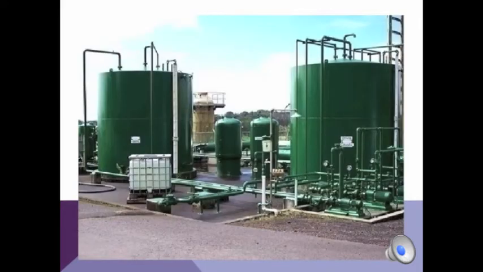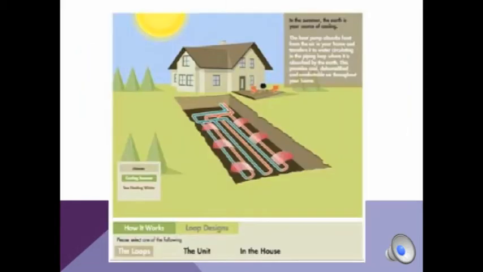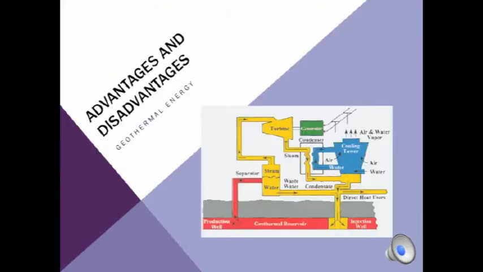Binary and flash systems can also be combined to power a hybrid power plant, such as the Puna Geothermal Venture Facility in Hawaii, as pictured. Aside from using geothermal energy to produce electricity, it can also be used directly. The most direct use is when hot groundwater is pumped directly into household radiators for heating homes. Geothermal energy is a renewable energy source and therefore has many more advantages than disadvantages.